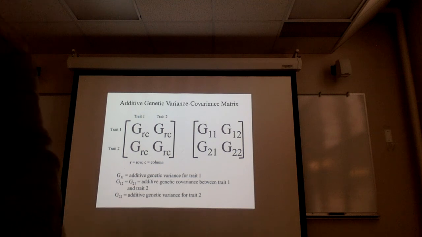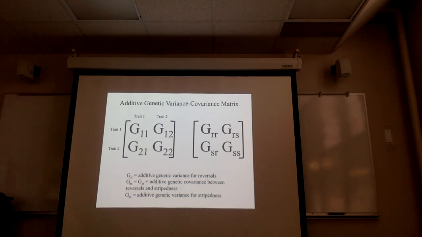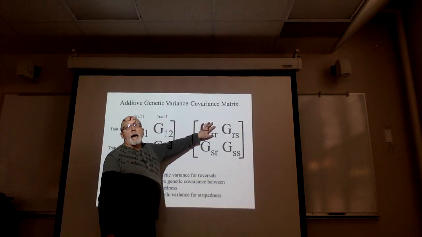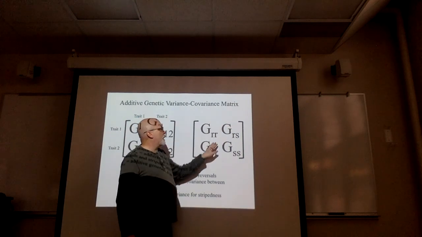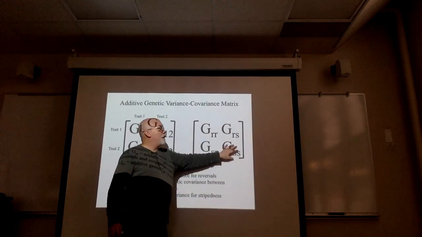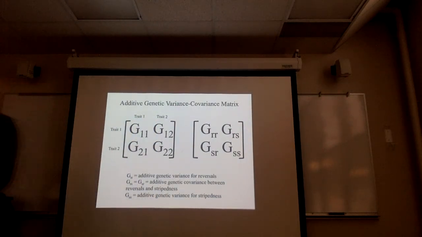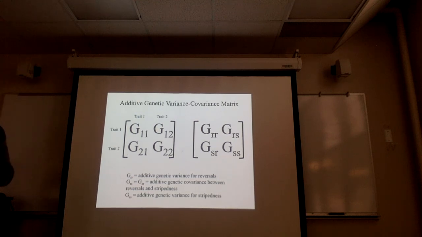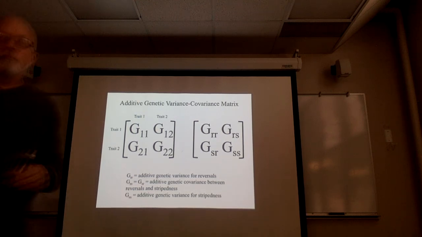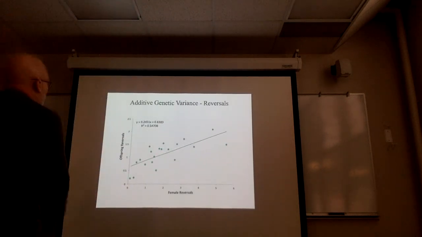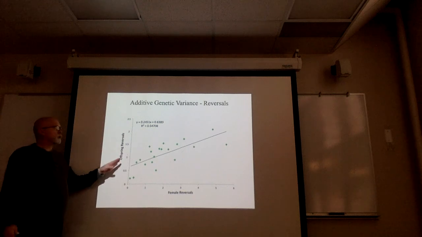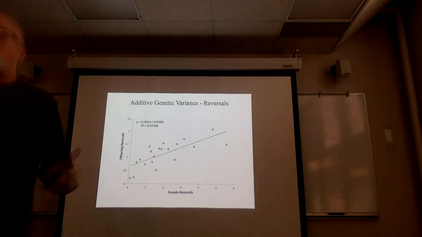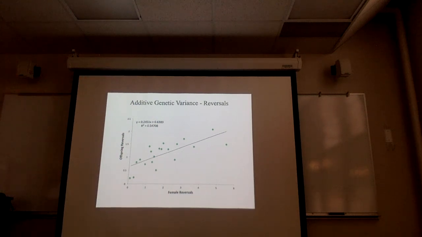We've already been through this. So we can rewrite this genetic covariance matrix to show that this is the additive genetic variance of reversals, this is the genetic covariance between reversals and stripe, and this is the additive genetic variance of stripe. Heritabilities in the upper left and lower right, and genetic correlations or covariances in the upper right and lower left. And we measure this by parent-offspring regressions of one trait. Oh, sorry, this is heritability of reversals because the same trait is on the y-axis as is on the x-axis.